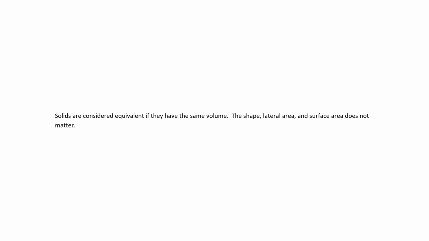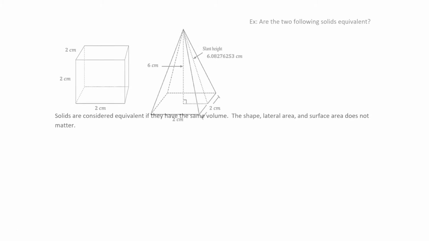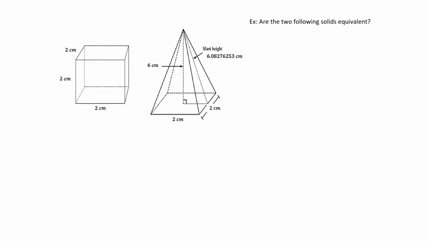Now that we're in the 3D space, in the world of solids, two solids are considered equivalent if they have the same volume. Let's look at an example. We have two shapes, and we're asked if the two shapes are equivalent. In order to do that, we would have to determine the volume of both solids.